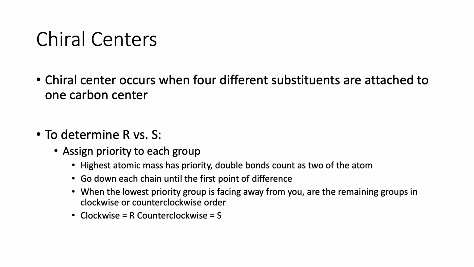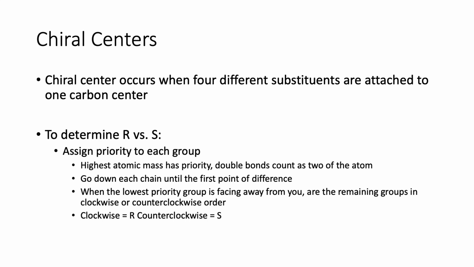A chiral center occurs when 4 different substituents are attached to one carbon center. And you have probably talked about this in your organic chemistry class or in your other chemistry courses. So as a quick refresher, they are labeled R versus S. To determine whether it's an R or an S stereocenter, you look at each group that's attached to the carbon, and then you assign priority to each group.